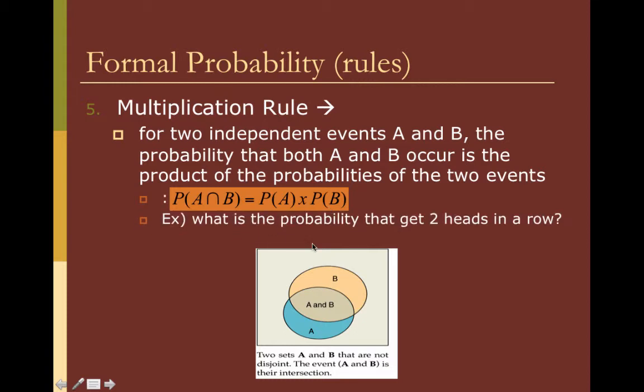So for example, what is the probability that you get 2 heads in a row if you flip a coin? Well, the probability that the first one would be heads is 50%, and the probability that the second one is heads is also 50%. When you multiply them together, we get 0.25 or 25%. And again, here we can see in a Venn diagram, A and B are overlapping because both events can occur. So we have event A, event B, and then this area in between where A and B can happen. And in this case, these events are not disjoint because they do overlap.